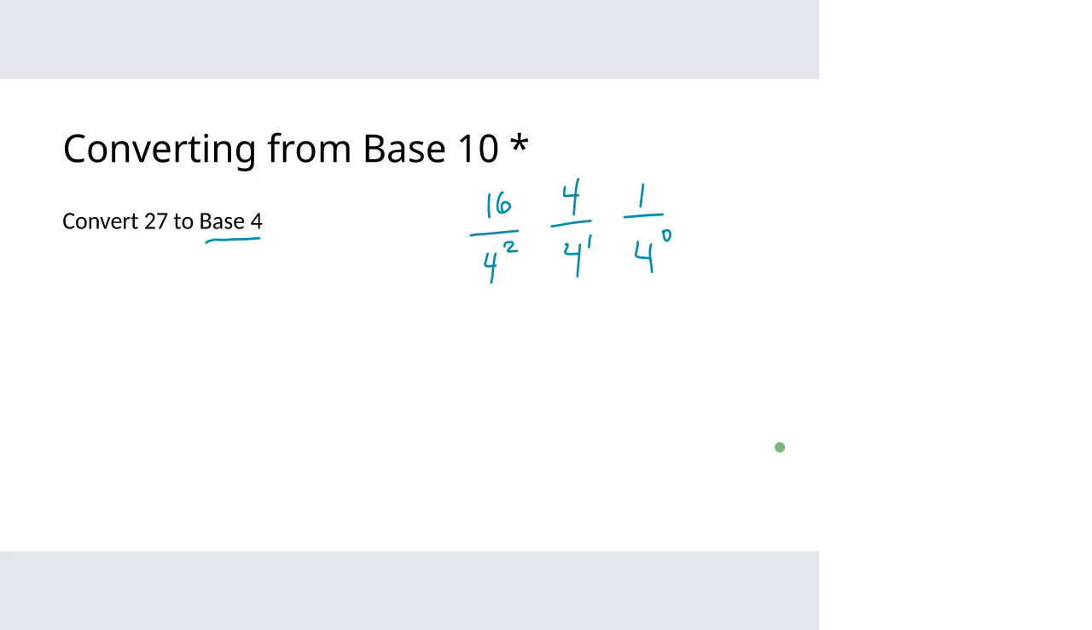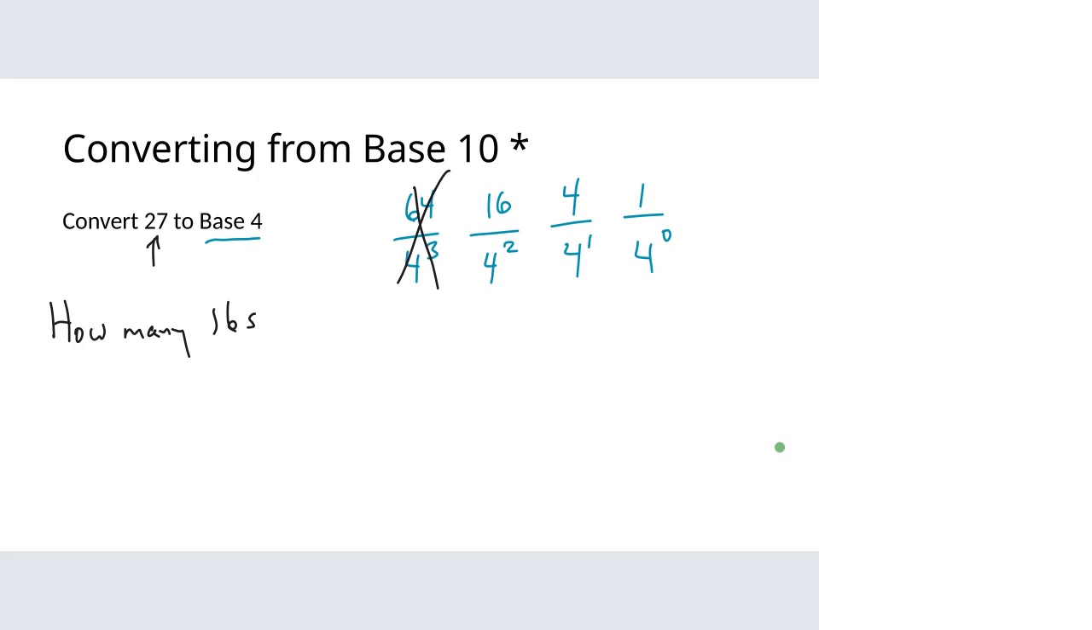That's probably all I need, but just to make sure, if I check 4 to the third, 4 times 4 times 4, that's 64. Well, I'm not going to need any 64s to get to 27. So I don't need that column. So I know those are the columns that are in play for me. When I do that, let's see. Starting out with 27, and the question is, how many 16s?